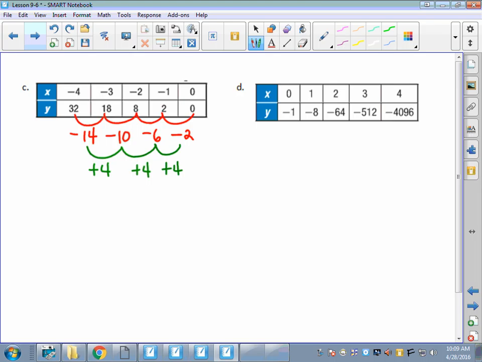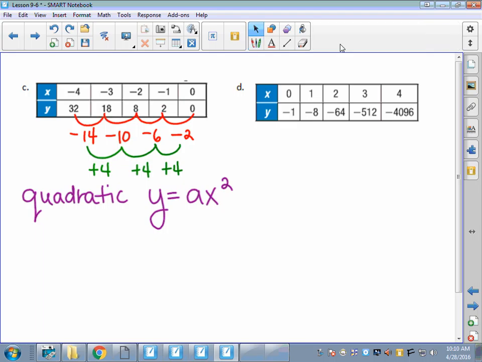Nice. My second differences are the same, so I know that this is going to be quadratic. I didn't tell you anything about the quadratic except start with y equals ax squared. So what I'm going to do is be sneaky. I'm going to pick a point other than 0, 0, and put in an x and a y. I always try to pick the easiest one.